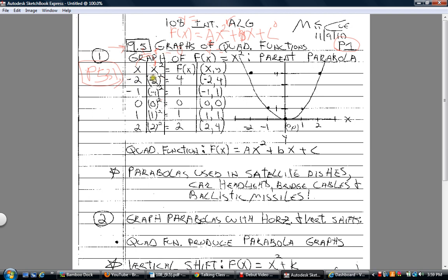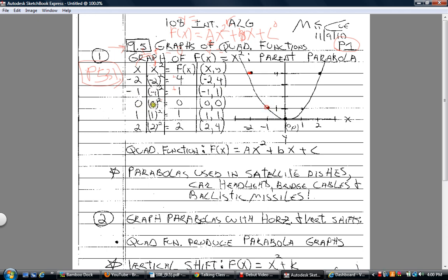If I put a -2 into the function, -2 squared is a +4. This is only what the book shows: -2, 4. Where did that come from? Input, process, output, and then you start to plot them on a graph. Pick -1. -1 squared is a +1. Input, process, output: -1, 1.